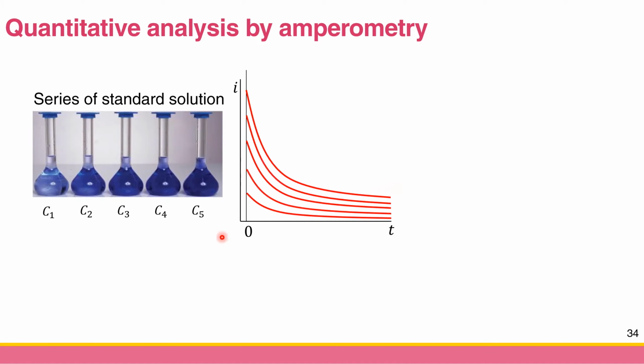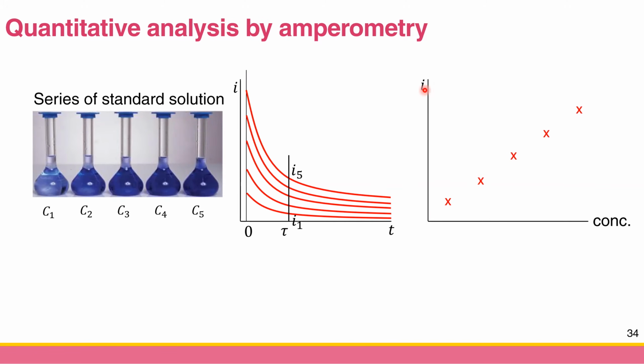So if you have 5 standard solutions, now you're going to get 5 chronoamperograms. And then what's next? You specifically choose some time, tau. This depends; you can choose something here or something here as well, but it has to be the same time, the same tau. You choose it, and then you plot the current here, I1, I2, I3, I4, I5, and you plot the calibration curve. I think you have been taught already about the calibration curve.